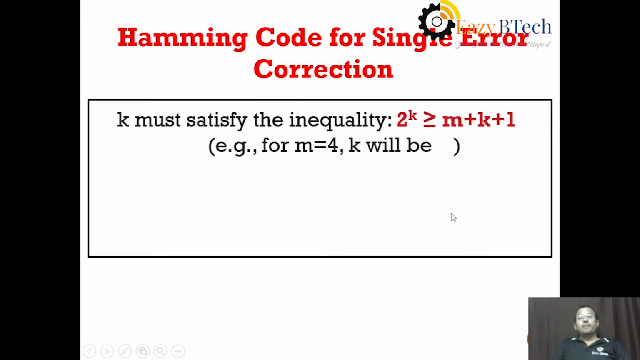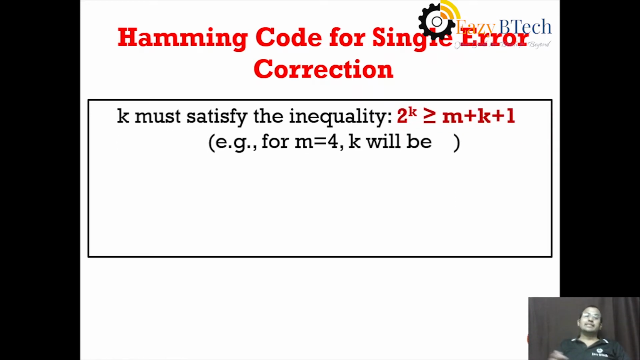So how many parity bits should we add? That is decided by a relation between the number of parity bits and the message bits, governed by this equation: 2 power k should be greater than or equal to m plus k plus 1, where m is the number of message bits and k is the number of parity bits. For example, if m is equal to 4, that means we have 4 message bits. How many parity bits should we add?